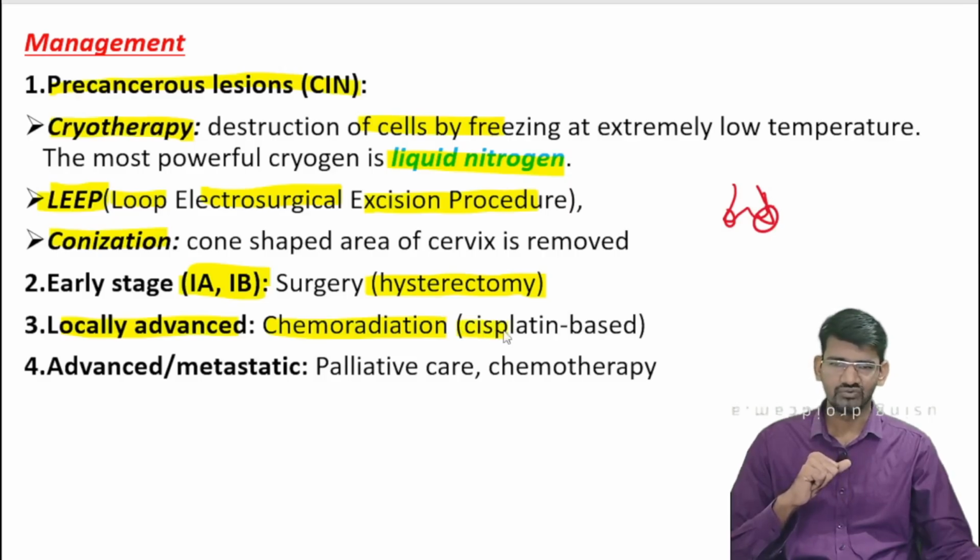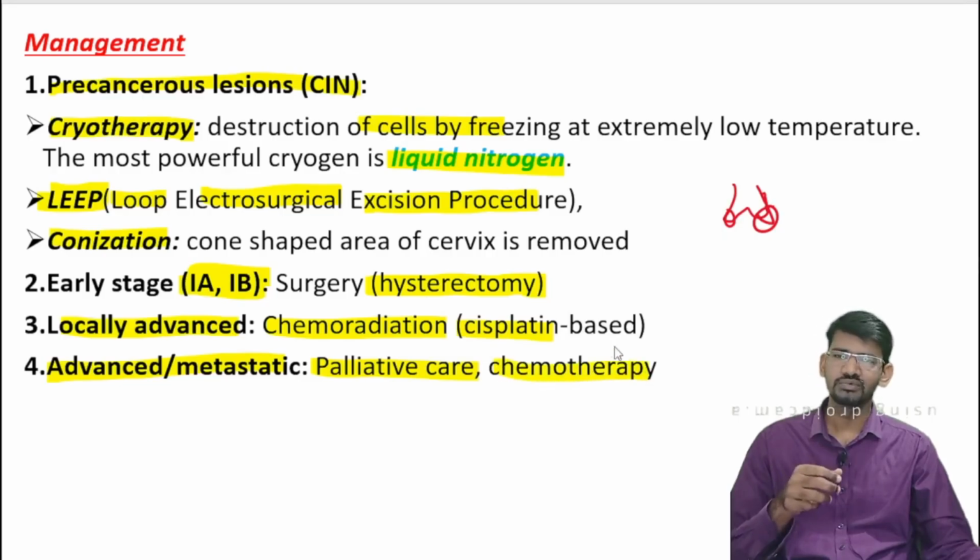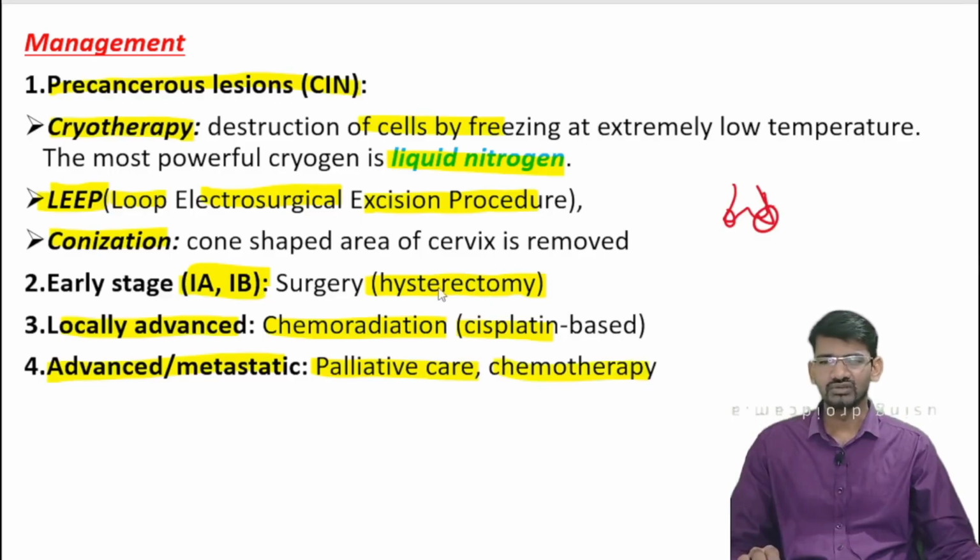The chemo we use is cisplatin, along with radiation. Then in advanced cases or distant metastasis, where the patient is very difficult to treat, in such cases we can go only with palliative care, and chemotherapy can also be used in the treatment of advanced or metastatic cases. So this is all about how we manage cervical cancer cases.